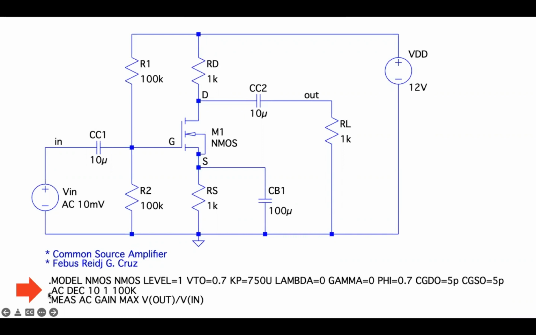Okay? And from the AC simulation result, we are going to measure the magnitude of our gain. In this example, we calculated the gain by getting the maximum value of the output voltage divided by the voltage at the input. Okay? And also notice, we continue with the assumption that lambda is 0 and gamma is 0. Okay?